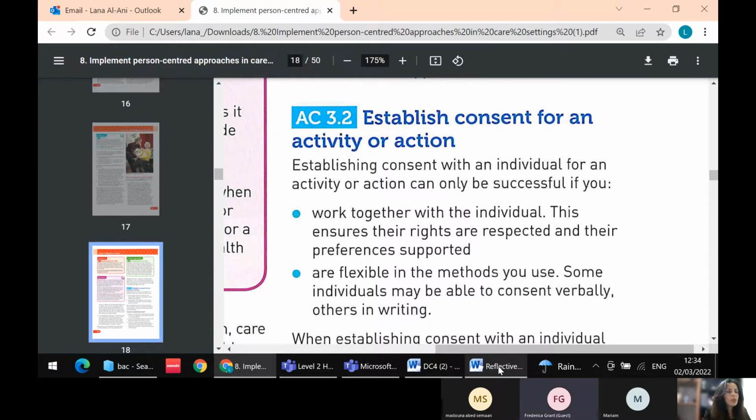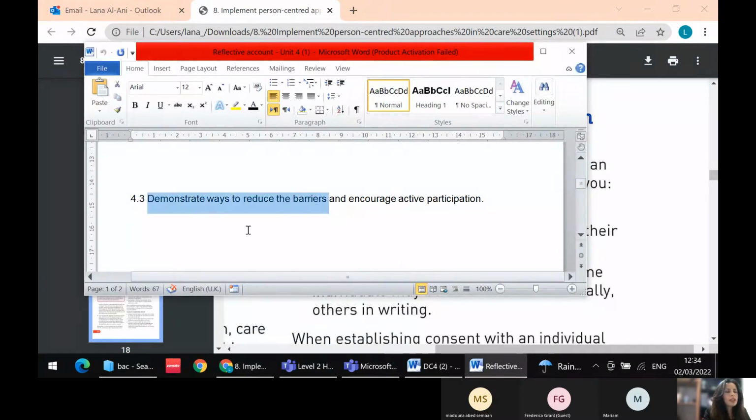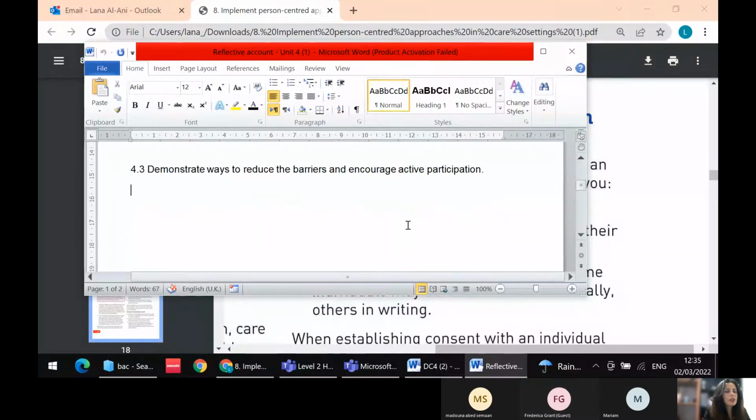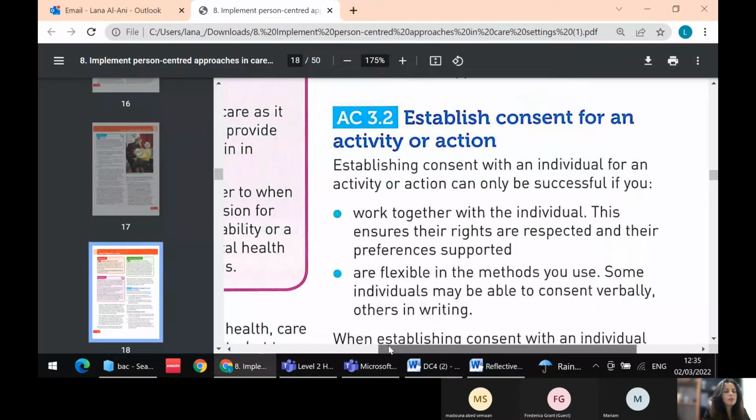Now, demonstrate ways to reduce barriers and encourage active participation. So how would you, 4 or 3, let us go.